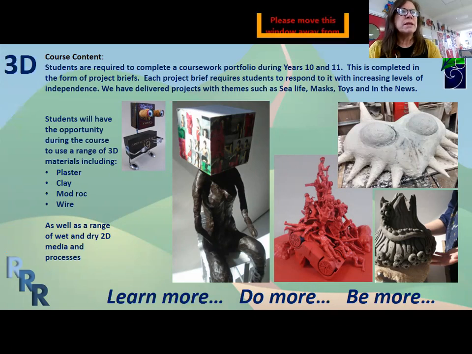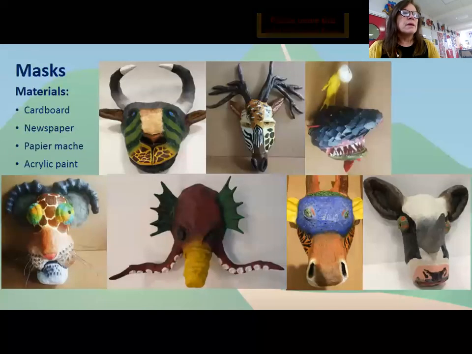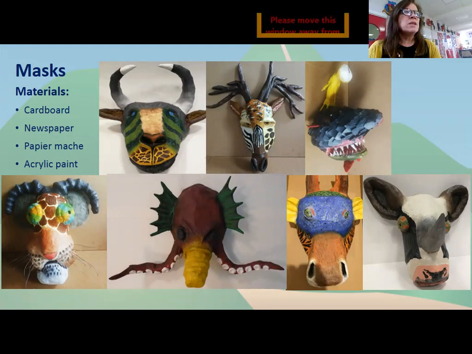So on this slide here, we've got examples of some reappropriated objects. We have some waxwork combined with card. We have some plaster work and we have some ceramics. This is one of the projects that my current year 11s have been doing. So this is a mask project they actually did in year 10. So this is just using really basic materials of cardboard, newspaper, papier-mâché and acrylic.